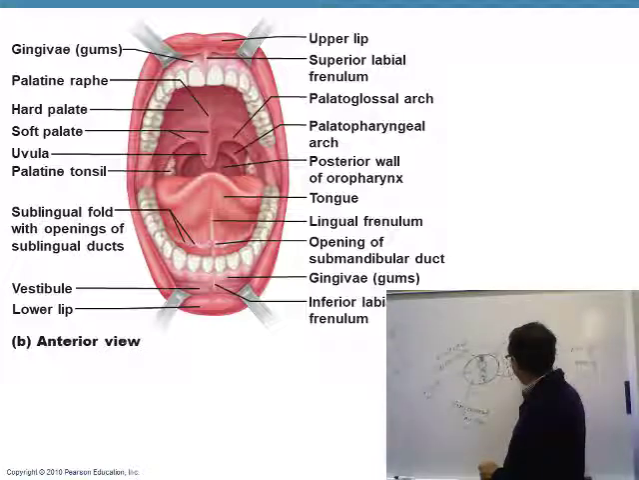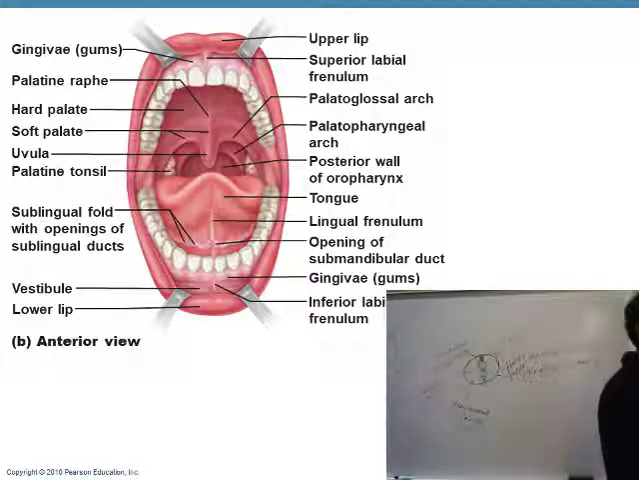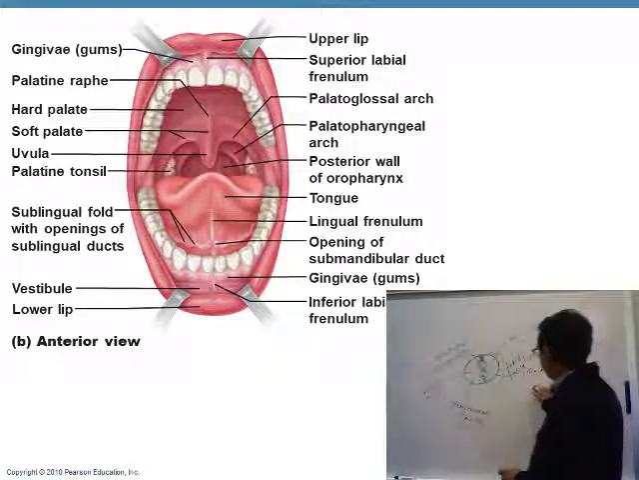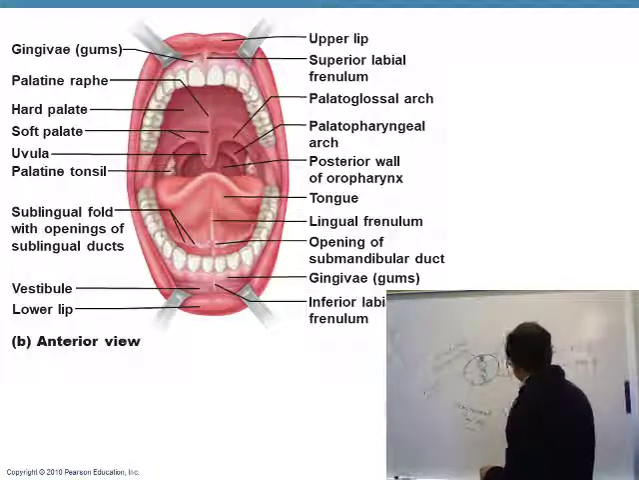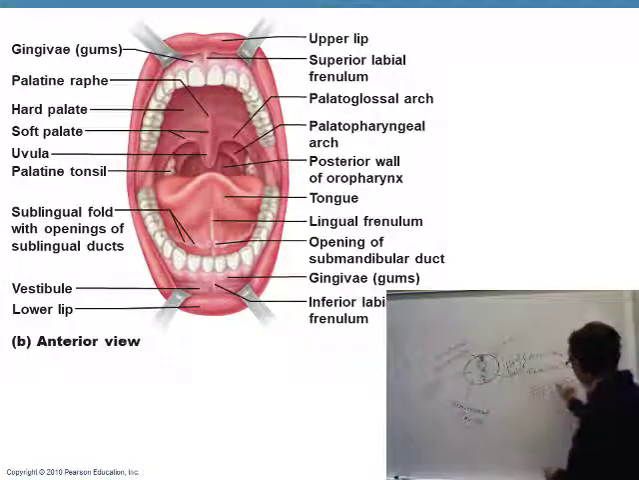The soft palate is in the back, and it is formed by skeletal muscle inside, and the outer layer is a thick mucosa. So inside the soft palate you will find skeletal muscle, and it is covered by a thick layer of mucosa. Okay, so that's the soft palate.